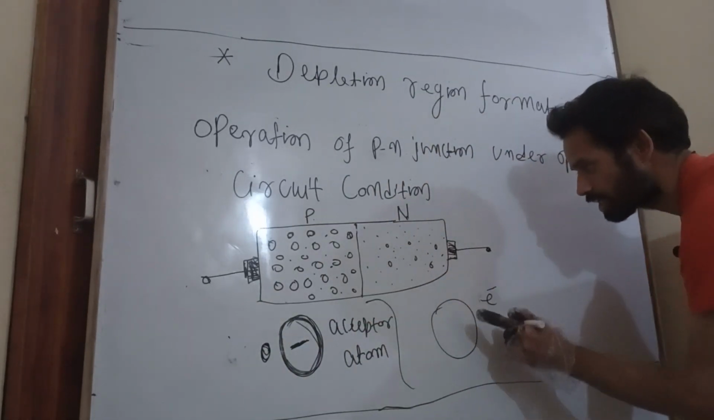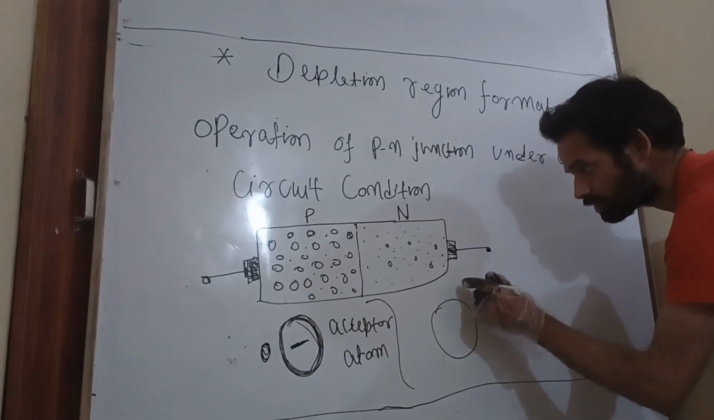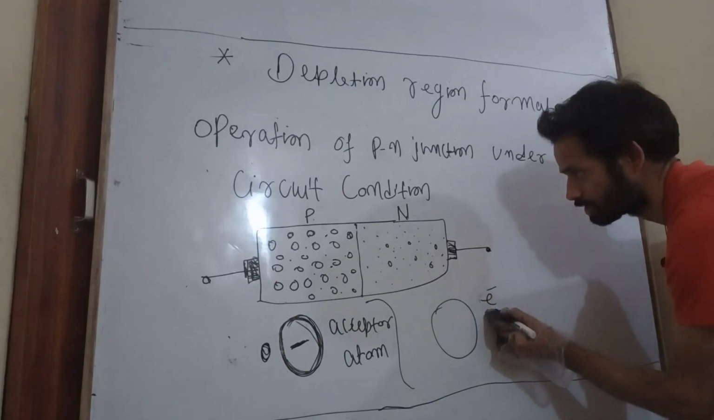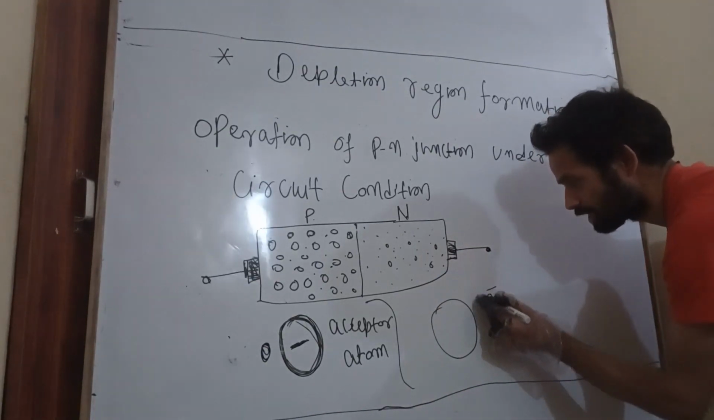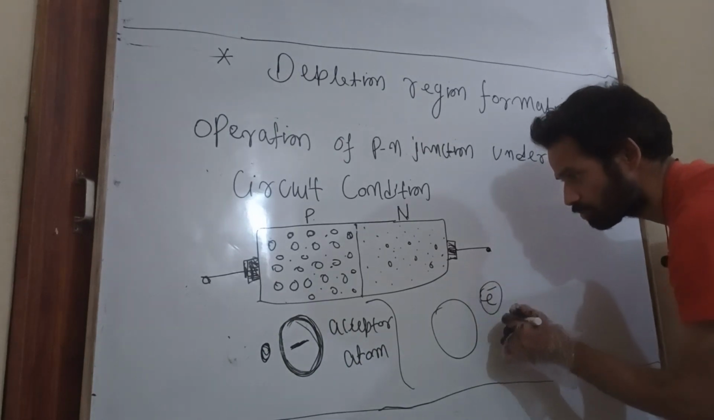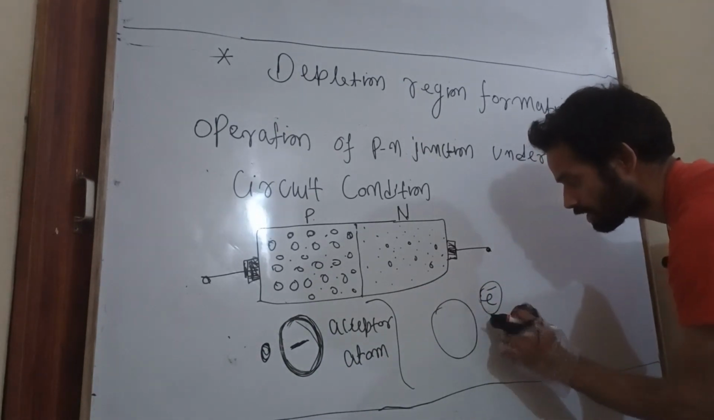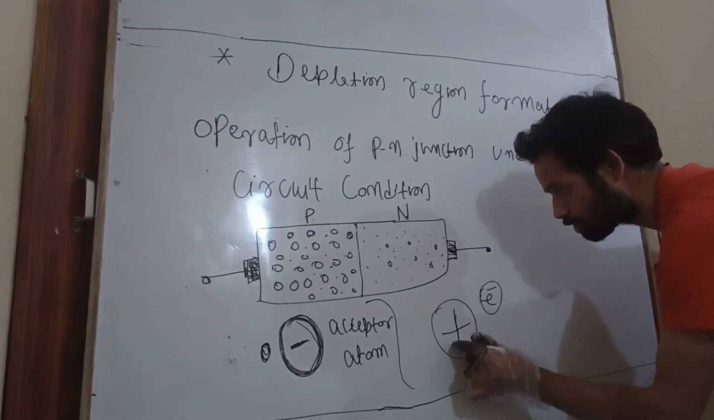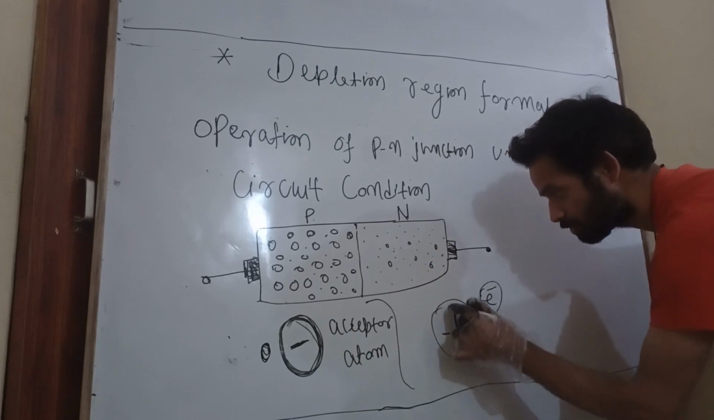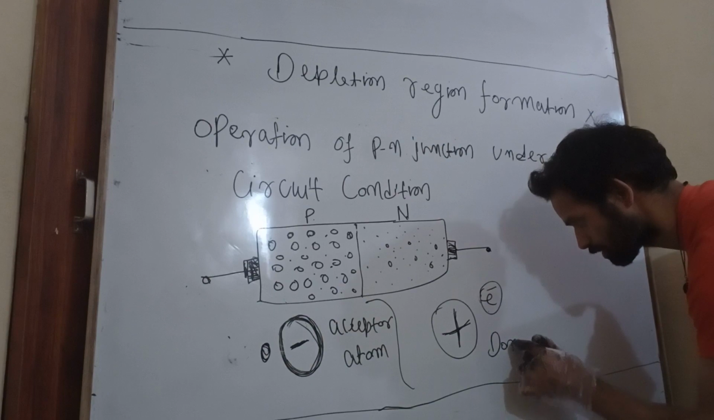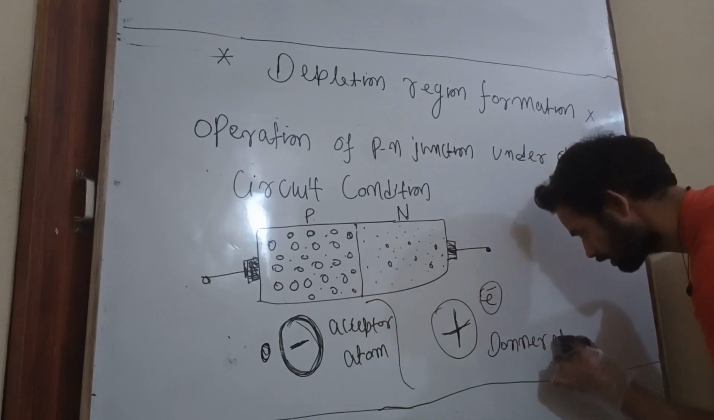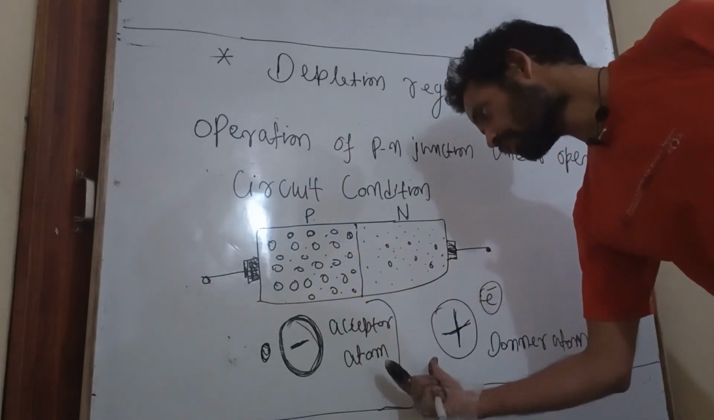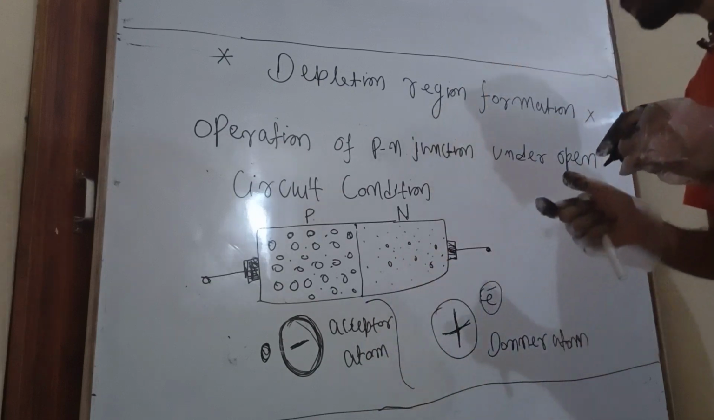Similarly, on the N side there is electron charge, and this electron charge is neutralized by an equal amount of positive charge associated with the donor atom. This term is somewhat complicated to understand.